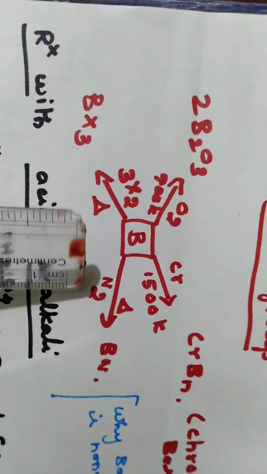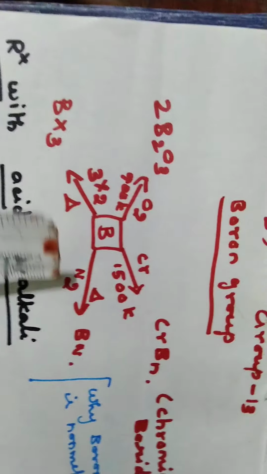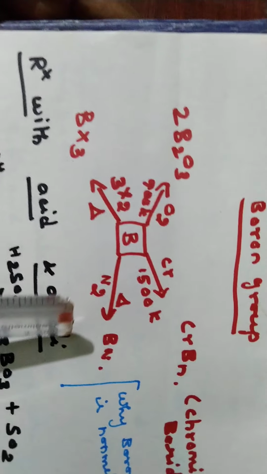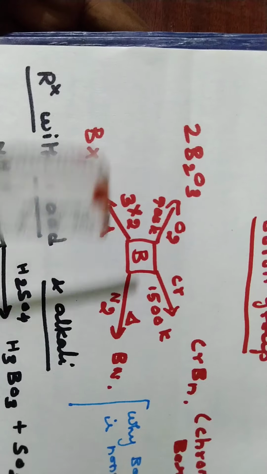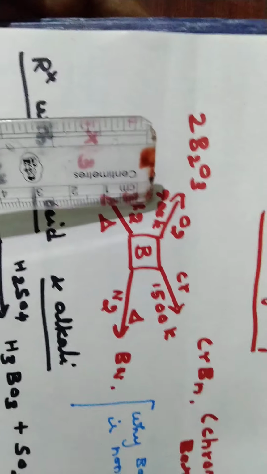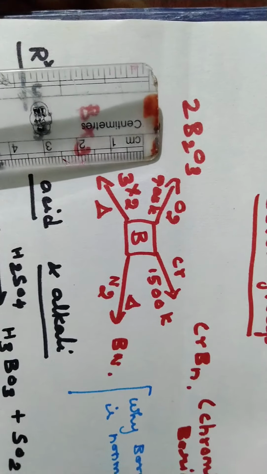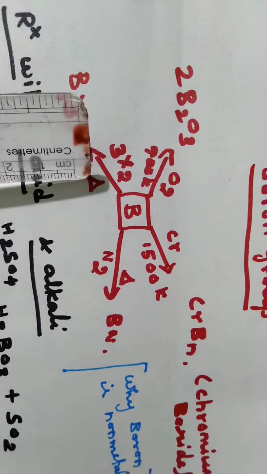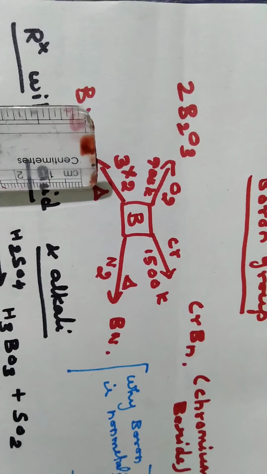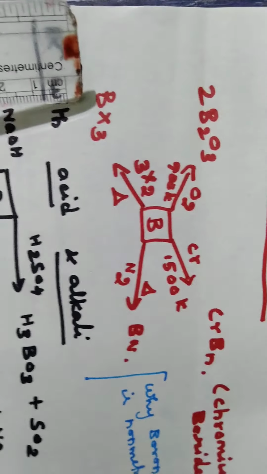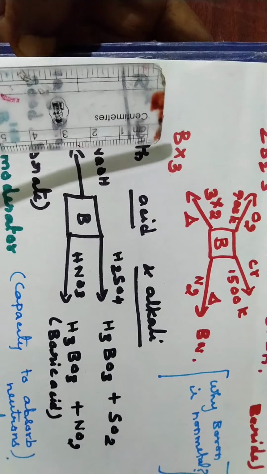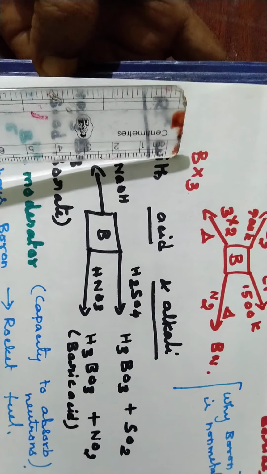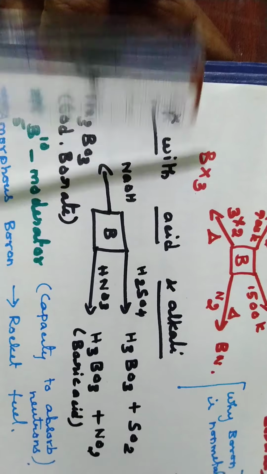Similarly, when it reacts with non-metals like nitrogen, it gives boron nitride. In this compound you can see the +3 oxidation state of boron. When it is combined with oxygen, it gives boron trioxide at a temperature of 900 Kelvin. When it is treated with the halogens like fluorine, chlorine, bromine and iodine, it gives BX3. It means BF3, boron trifluoride, BCl3, boron trichloride, BI3, boron triiodide.